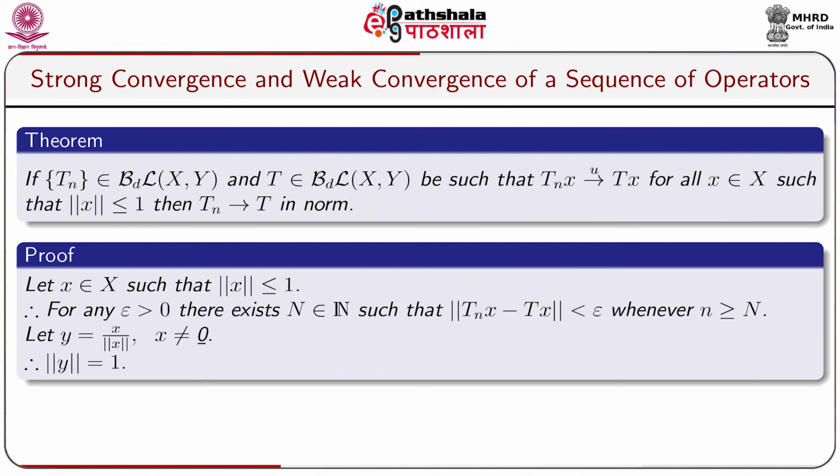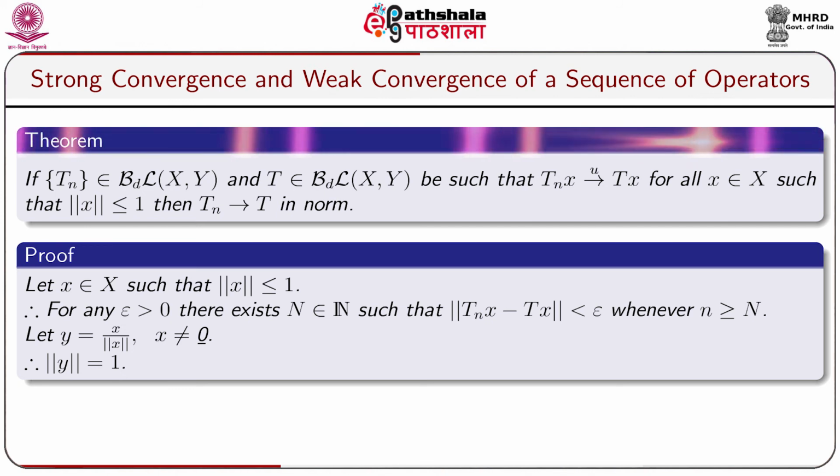Let us take another theorem. If the sequence of bounded linear operators Tn belongs to B(X,Y) and capital T belongs to B(X,Y) are such that Tn x converges to Tx uniformly for all x belongs to capital X such that norm x is less than or equal to 1, then Tn converges to T in norm.